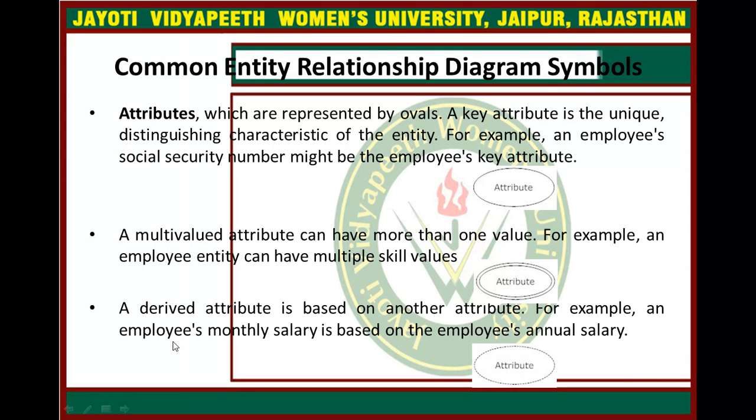A derived attribute is based on another attribute. For example, an employee's monthly salary is based on the employee's annual salary. So you have to mention this attribute like this, in a simple oval shape.